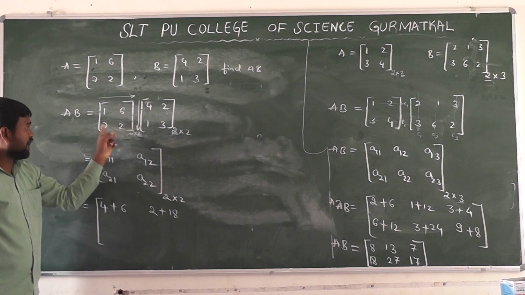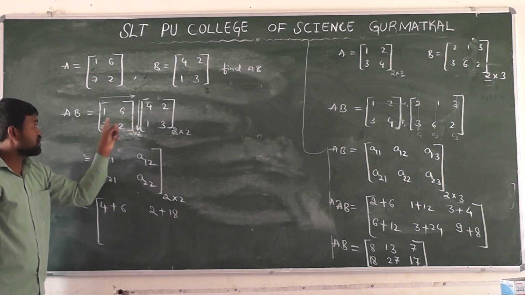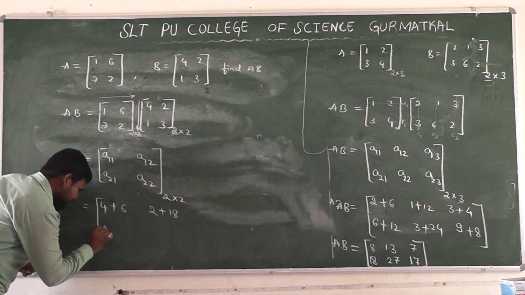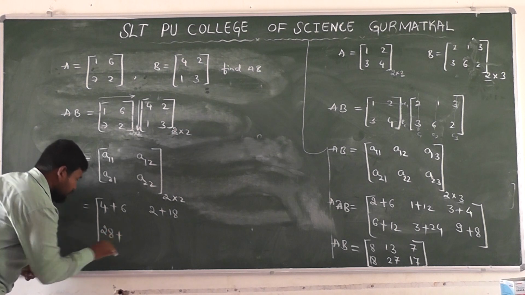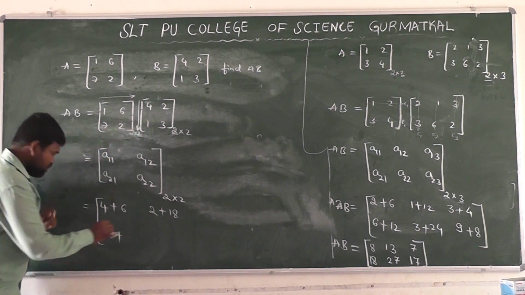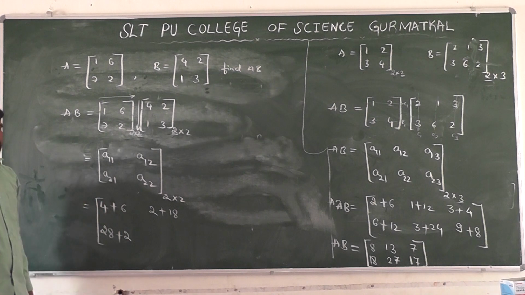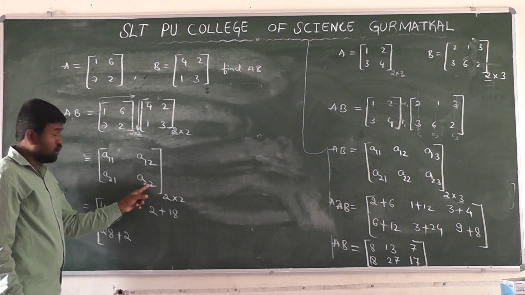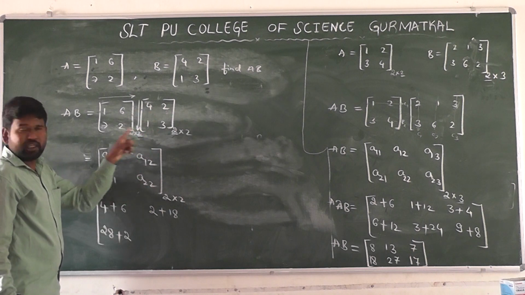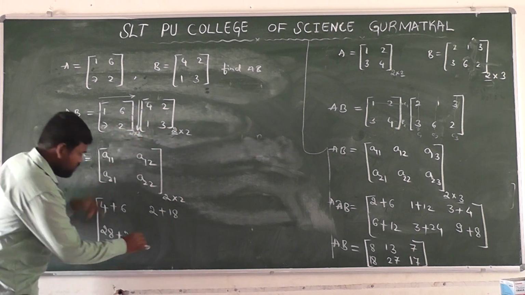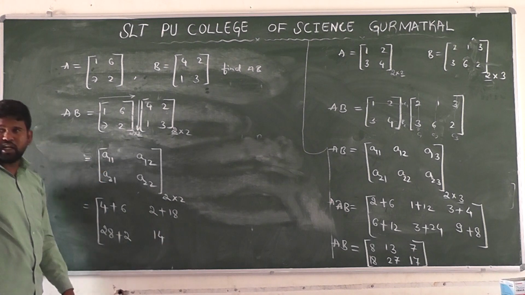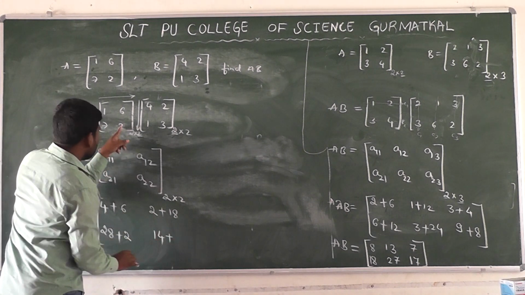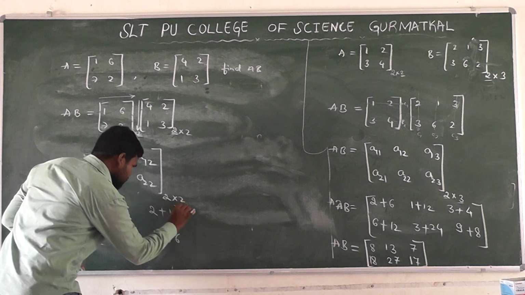Then we have to multiply the second row corresponding elements. 7 4s are 28. Right? Plus 2 1s are 2. Next is over. Next, what does this mean? Second row of the matrix A into second column of the matrix B. Then 7 2s are 14. Right? Plus 2 3s are 6.